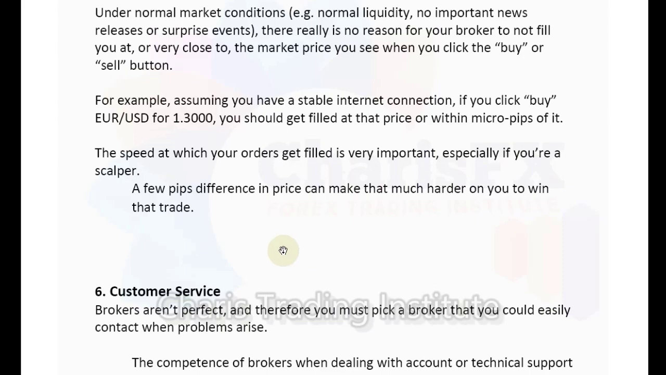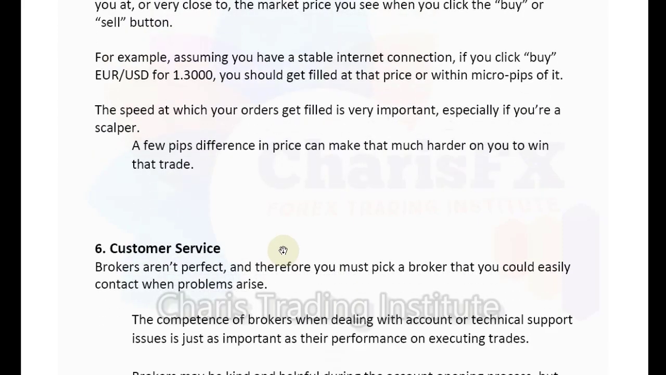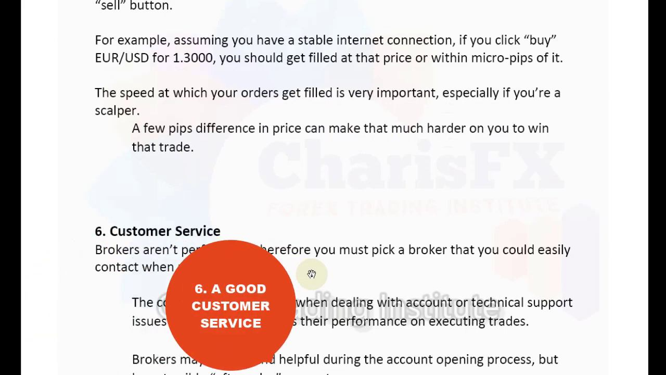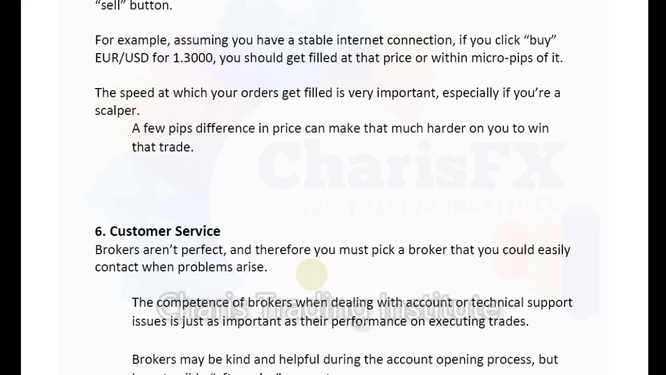Okay, guys? So the last is customer service. Brokers are not perfect, and therefore you must pick a broker that you can easily contact and tell your problems to when they arise. Okay, the competence of brokers when dealing with accounts or technical support issues is just as important as their performance on executing trades. So you need a broker that has a good customer service system. They need to be kind to you. This is your money we are talking about, right? So guys, these are the 6 things I want you to check and verify before you go about selecting brokers to give your money to.